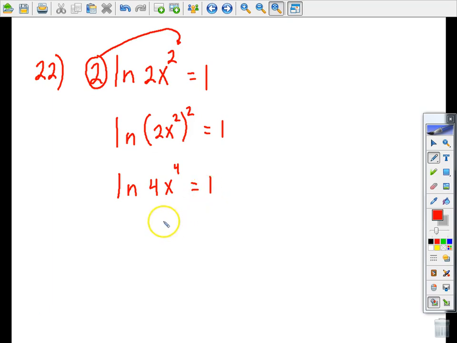Okay, now I'm ready to write this as an exponential equation, base e. E to the first equals 4x to the 4th. Okay, so you can go ahead and do e to the first, and your calculator should tell you that's 2.718281828 if I remember correctly. And on and on and on. All right, so just leave that number in your calculator. And then to solve for x, we first have to divide that number by 4.